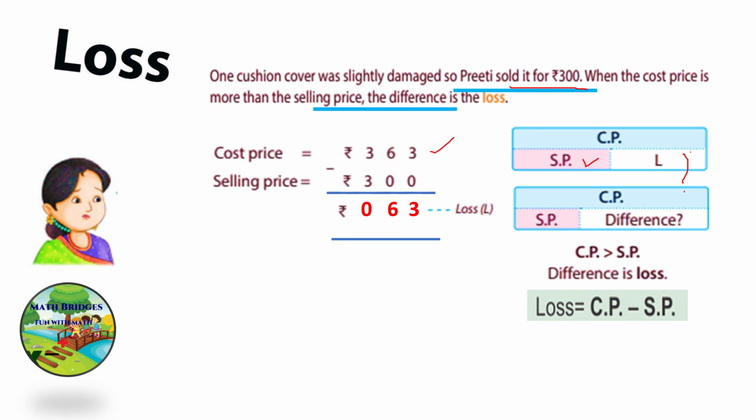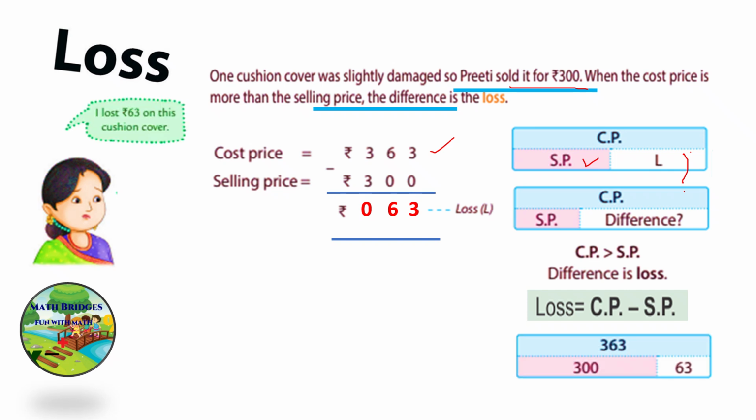So 3 minus 0 is 3, 6 minus 0 is 6, 3 minus 3 is 0. Therefore, Preeti had a loss of 63 rupees. That's why her face is very sad. You can see here, the sums are very simple. Split it, read it, underline the important things. You can draw these model diagrams. The greater number, whatever is there, write it in the topmost box. Find whether it is loss or profit and find the solution. And the conclusion, you compulsorily have to write it. Loss equals rupees 63. If you get profit, you mention it as profit.